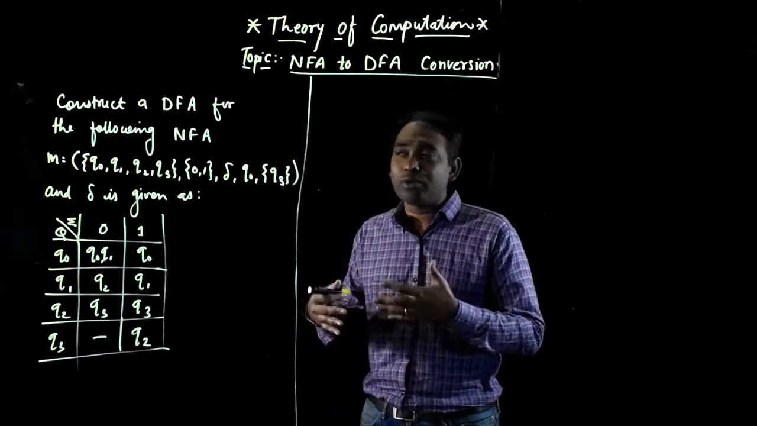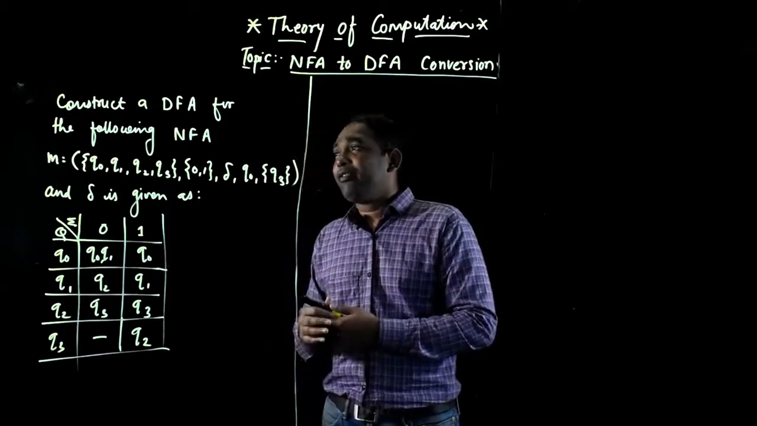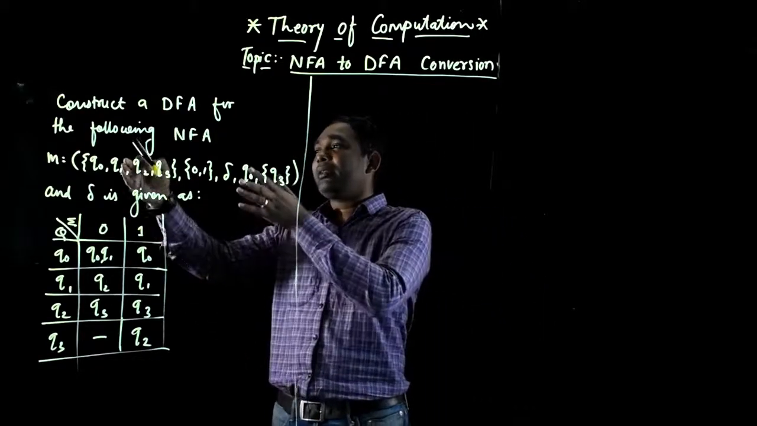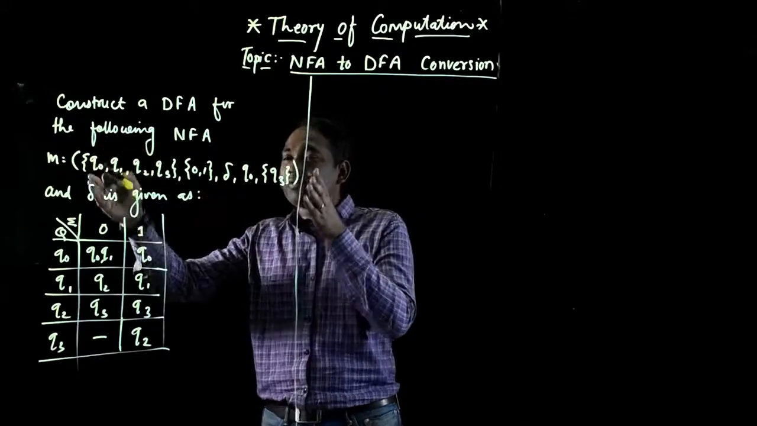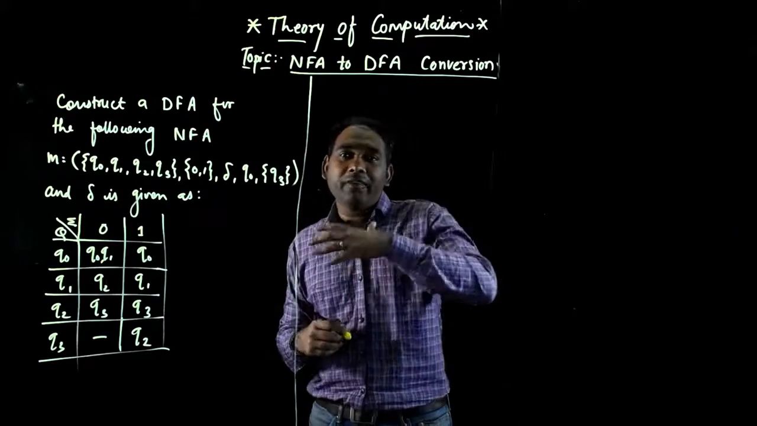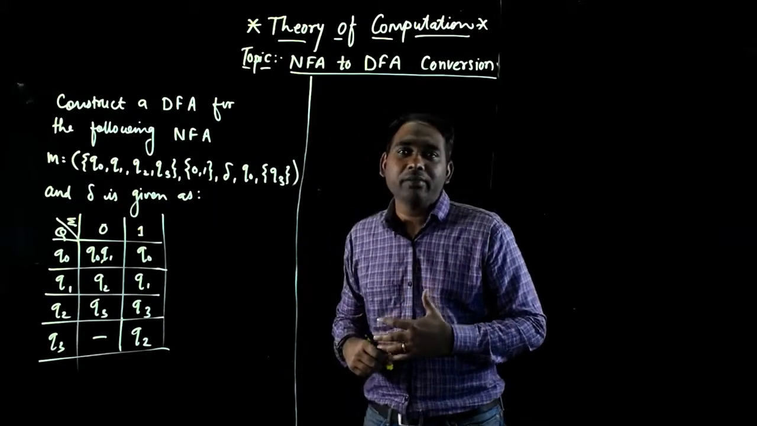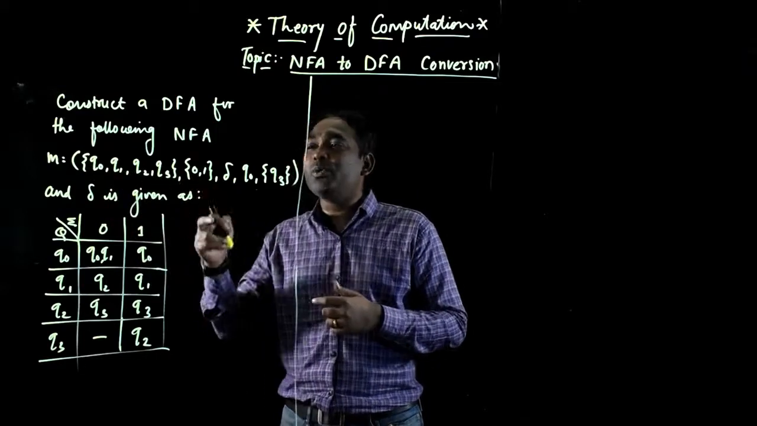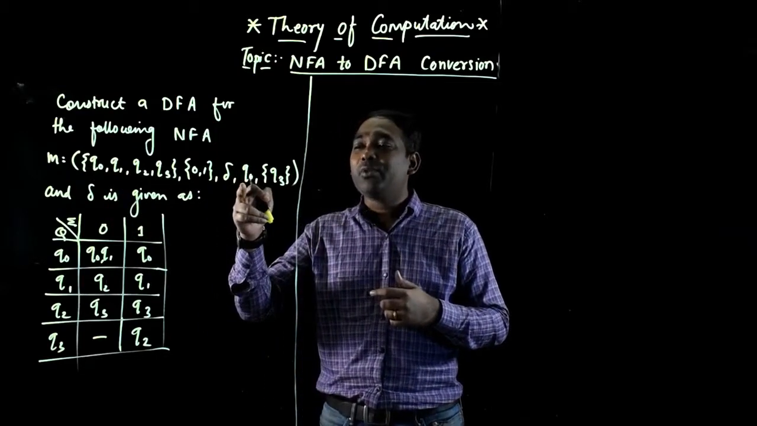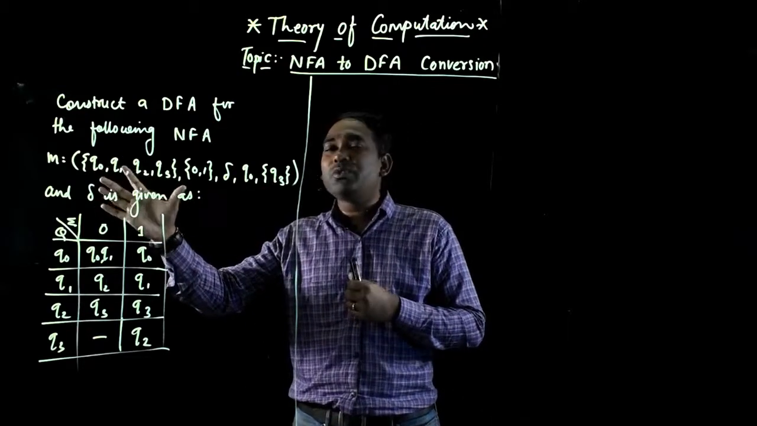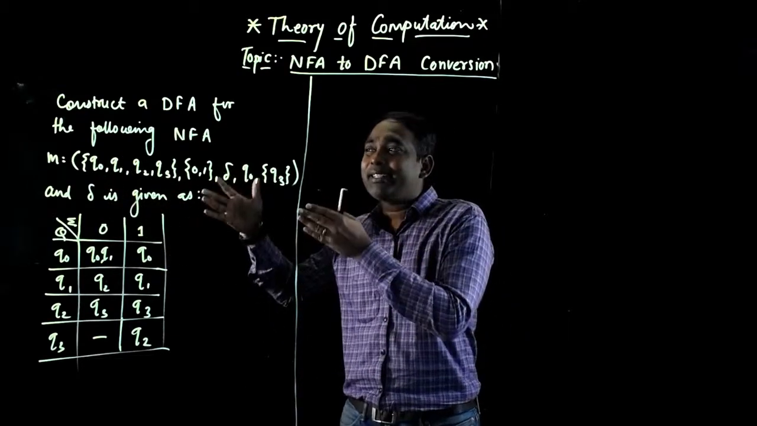How are we going to come to know what exactly it is? First of all, we'll find out what is given here. Here M is equal to these 5 tuples. In our NFA, we have seen that NFA is a type of finite automata which consists of 5 tuples. The first tuple is Q, then sigma, del, Q0, and this is the set F. What does it mean? Q is the finite set of states.